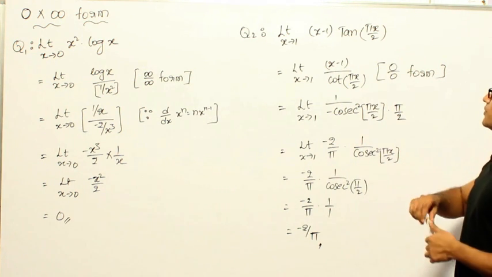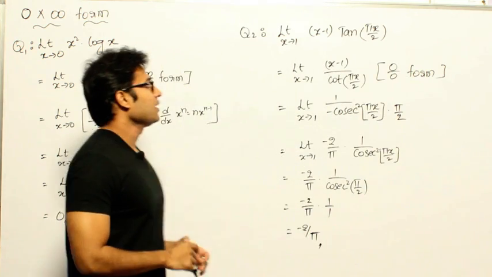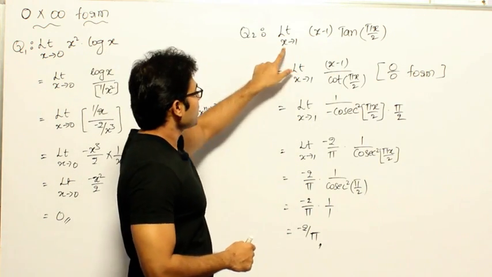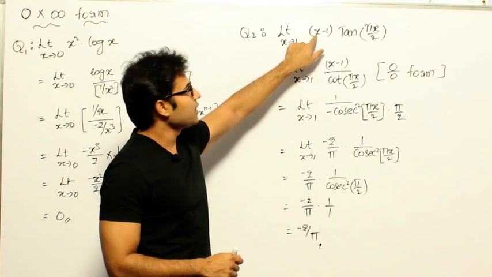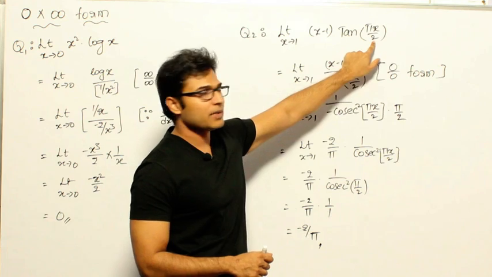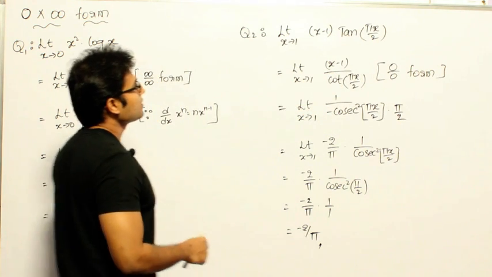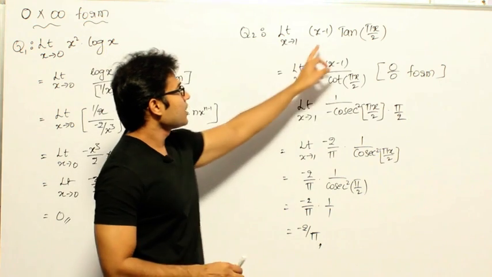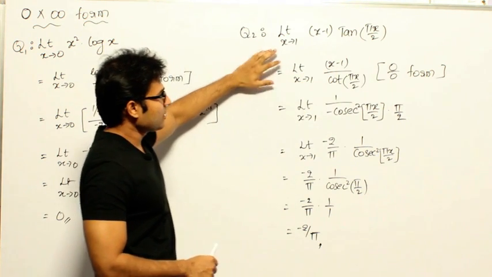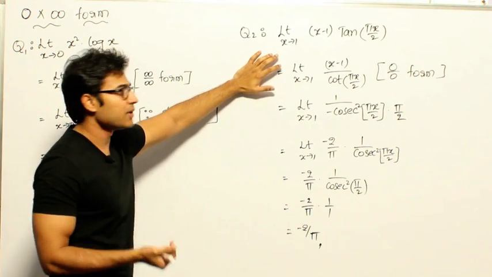Now for this one, limit x tends to 1, x minus 1 into tan pi x by 2, right? So if you substitute x equal to 1 here, you are going to get 1 minus 1, which is 0, and tan pi into 1 by 2 is nothing but tan pi by 2, and tan pi by 2 is infinity. Therefore here you are going to get 0 into infinity form. And now you are going to convert it in such a way that either it is going to be in the form of 0 by 0 or infinity by infinity.